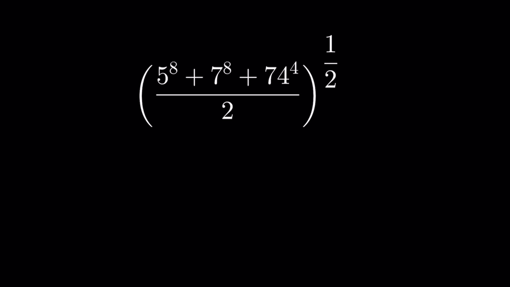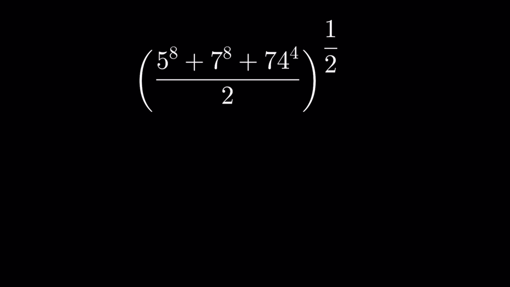5 raised to the power 8 plus 7 raised to the power 8 plus 74 raised to the power 4 upon 2, then whole raised to the power of 1 upon 2. How to solve this? Before solving this exponent of 1 upon 2, we have to first solve the operation within the parenthesis. So let's first deal with this.